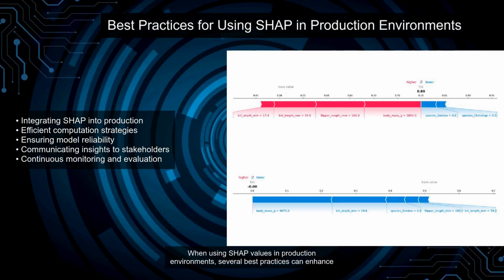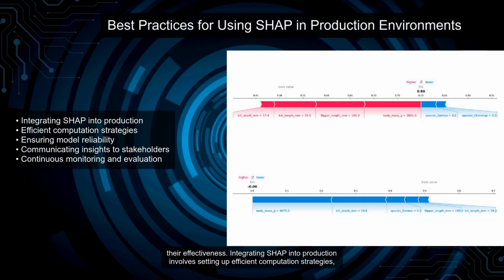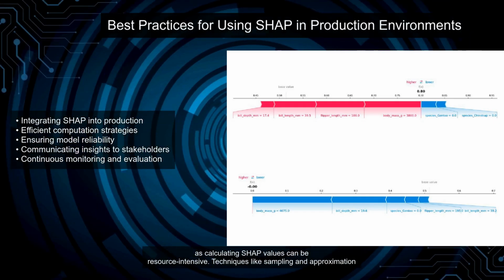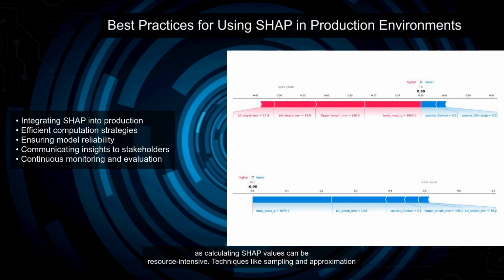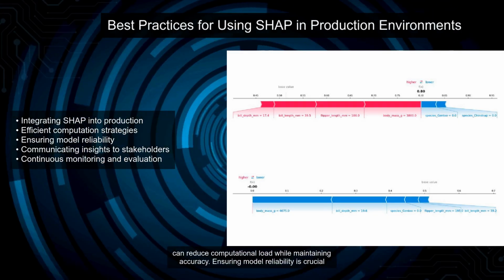When using SHAP values in production environments, several best practices can enhance their effectiveness. Integrating SHAP into production involves setting up efficient computation strategies, as calculating SHAP values can be resource-intensive. Techniques like sampling and approximation can reduce computational load while maintaining accuracy.